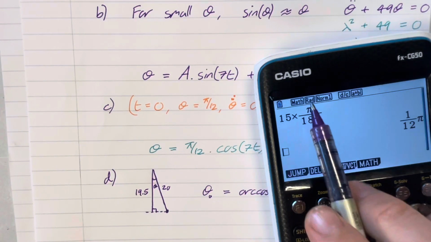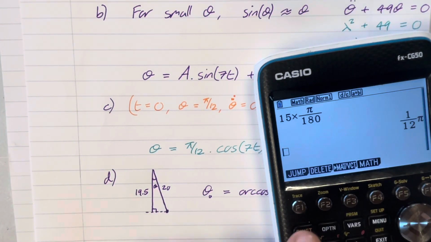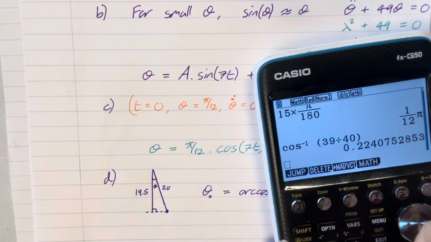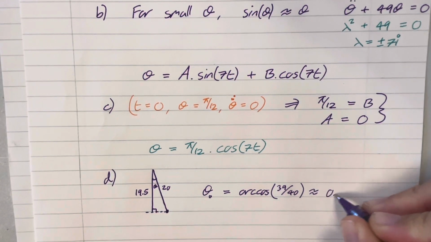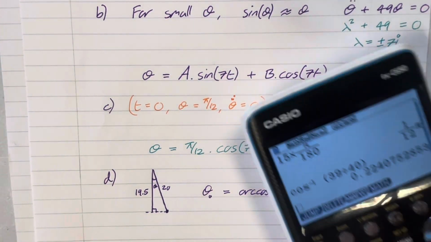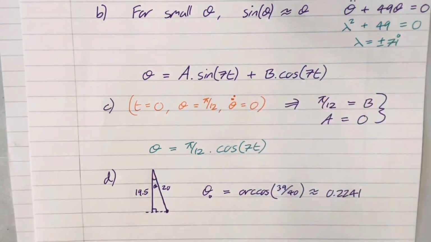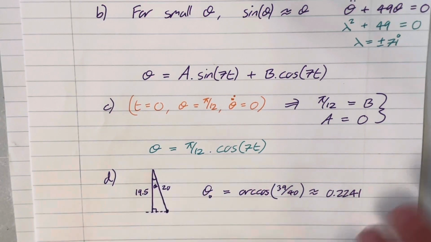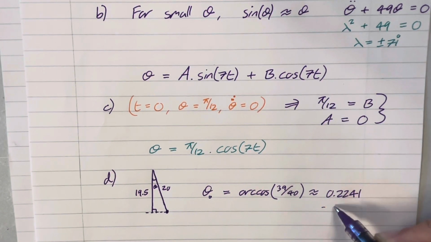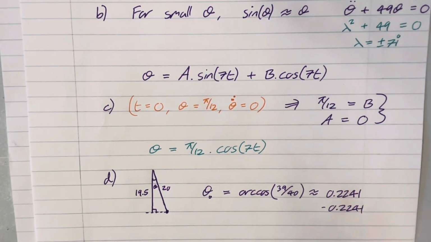Making sure your calculator is in radian mode, we're going to do inverse cosine of 39/40ths. That's 0.2241. Of course, I'm going to write this in my answer, but if I need that number, I'm going to use this calculator answer. And also the negative as well, because by symmetry, I also need to put in another theta 0 of minus 0.2241.